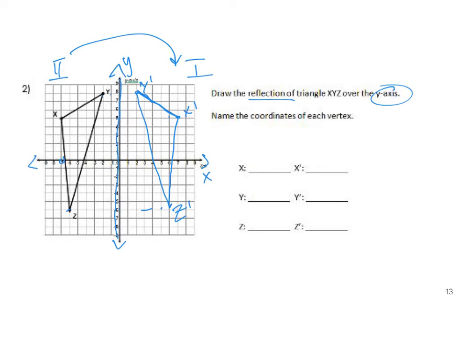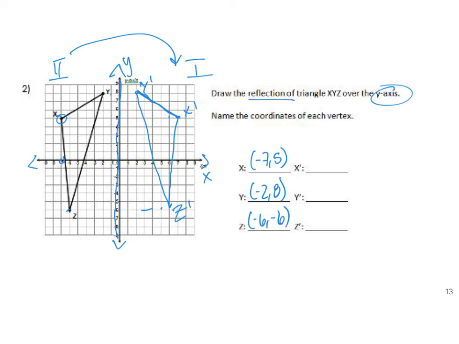So my original X is at -7, 5. Y is at -2, 8. And Z is at -6, -6.